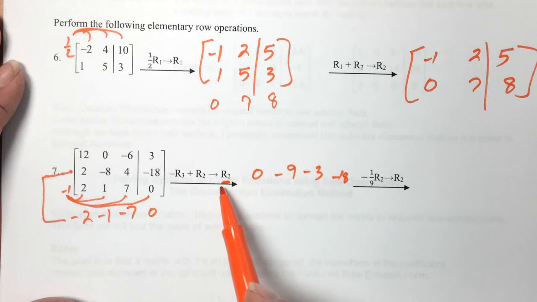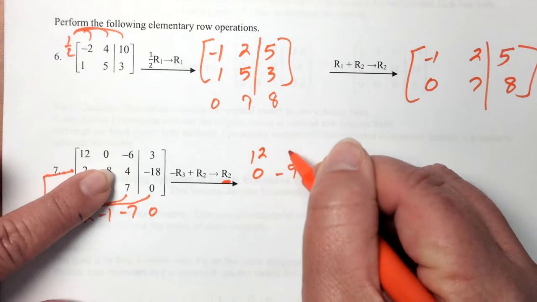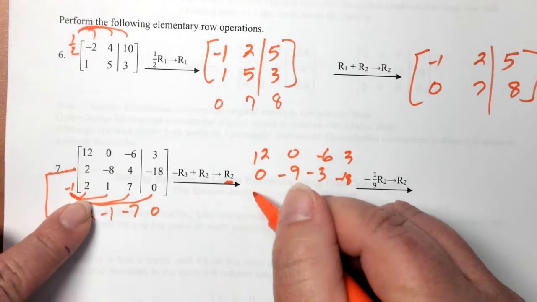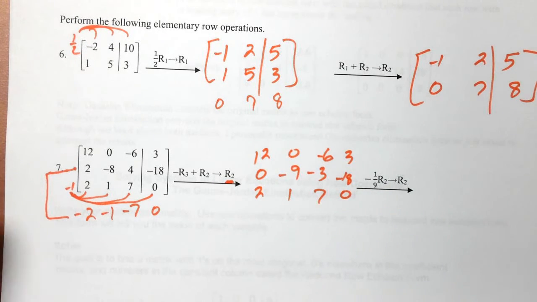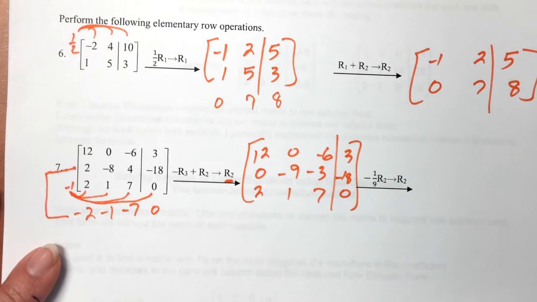They did not tell me to put anything new in row 1 or row 3, so I'm going to leave row 1 exactly like it was, and I'm going to leave row 3 exactly like it was. Okay? So that is our new matrix.